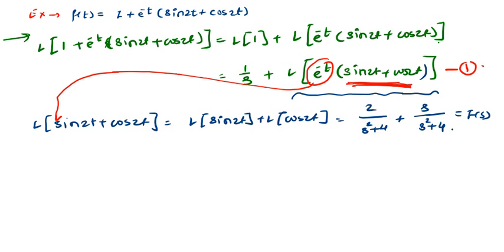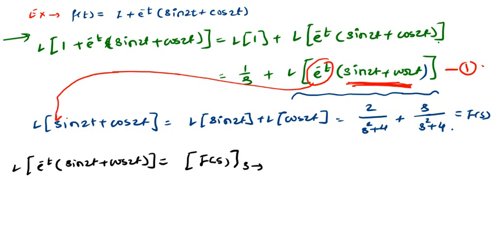Okay, so what will happen? What you will get is L of e raised to minus t into sine 2t plus cos 2t. What will be changed in f of s? In f of s, this s will get replaced by s plus 1, because the value of a is 1. But what is f of s?